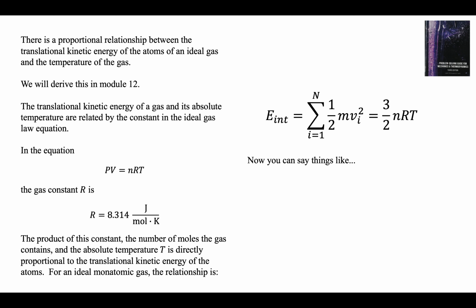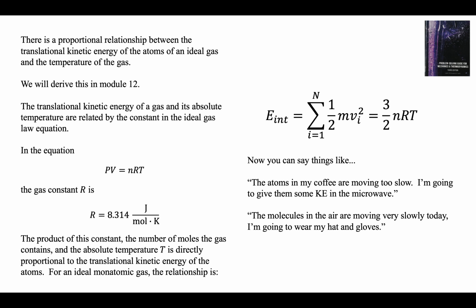So now, once you understand this, you can say things like, the atoms in my coffee are moving too slow. I'm going to give them some kinetic energy in the microwave. So my coffee's too cold, I'm going to heat it up a little bit. The molecules in the air are moving very slowly today. You better wear your hat and gloves. The atoms in that pan have a very high kinetic energy. You might get burnt if you touch it.